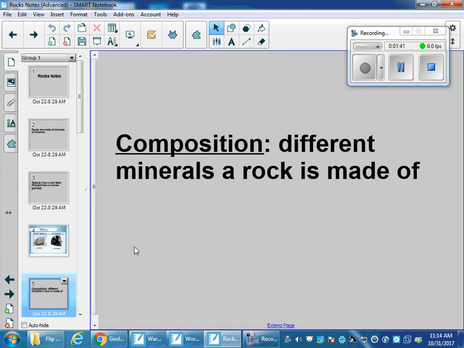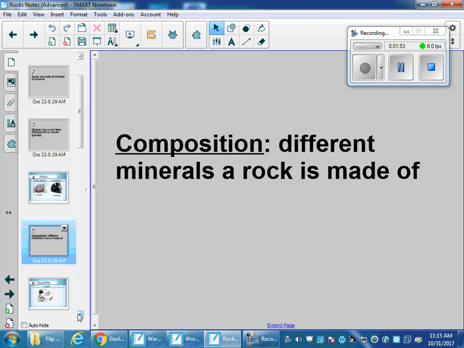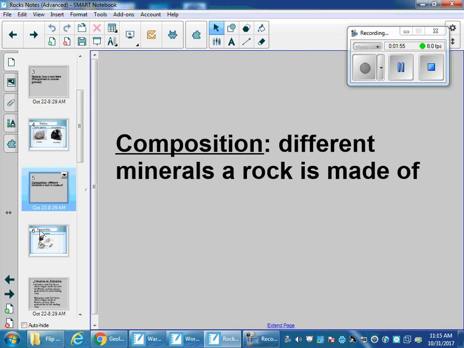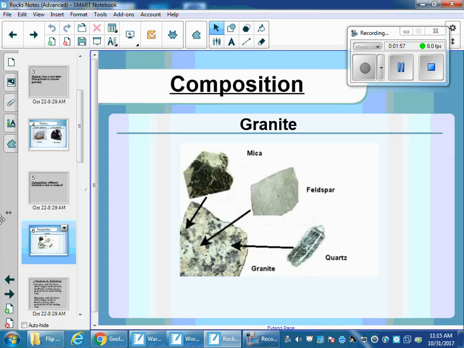Another word that we're going to use when we're describing rocks, especially igneous rocks, is composition. And composition is the different minerals that a rock is made of. So what is that rock made out of? So we're going to again look at granite here, and this diagram here is showing you granite. And if you've ever looked at a piece of granite, you can tell that there are different colors in there. Those different colors are different minerals.